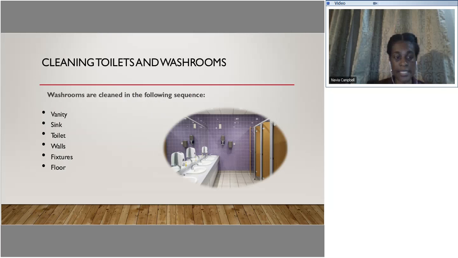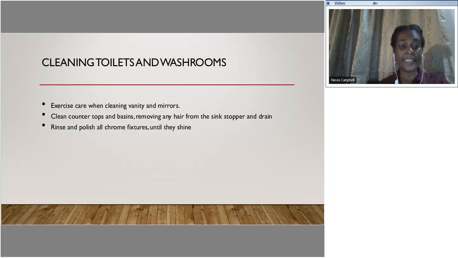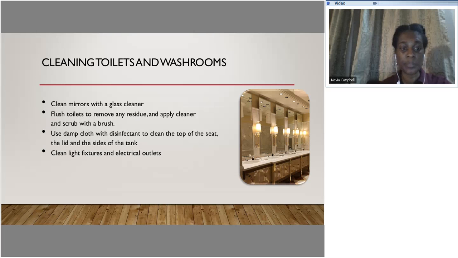Cleaning your toilets and washrooms. Typically, washrooms are cleaned using the following sequence: vanity, sink, toilets, walls, fixtures, and finally, the floor. Exercise care when cleaning vanity and mirrors. Clean countertops and basins, removing any hair from the sink, stopper, and drain. Rinse and polish all chrome fixtures until they are shiny and smudge free. Clean mirrors with a glass cleaner.